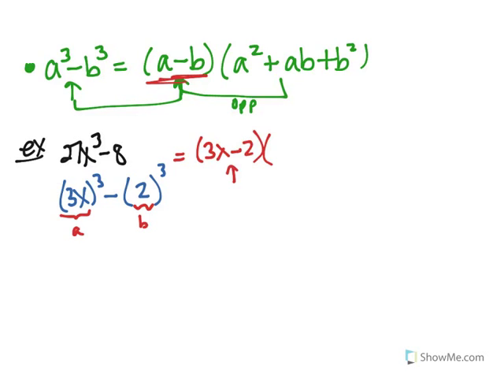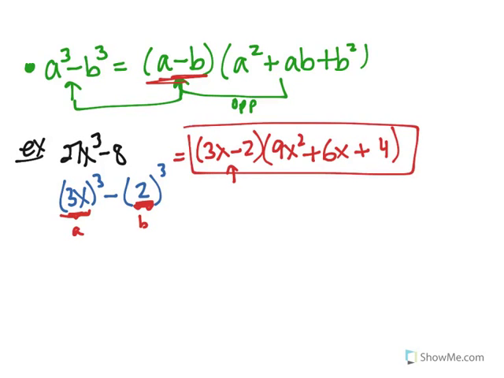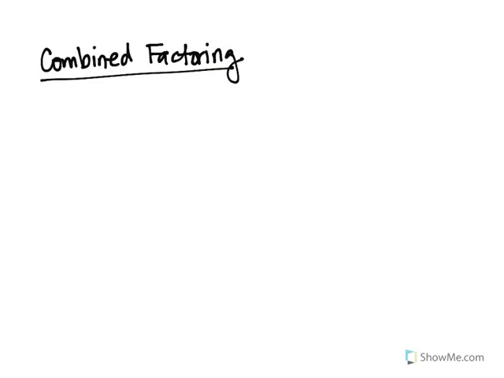And then times, and then you're going to square A, so I get a 9x squared, and then it's going to be plus A times B. So we're just looking at what's here, not the sign. So I'll get plus a 6x, and then I'll get a B squared, which would be a 2 squared, or a plus 4. And this would be completely factored. So if you don't believe me, again, multiply this out, use your foiling skills to see if you end up getting that.